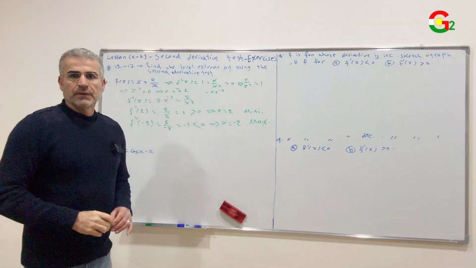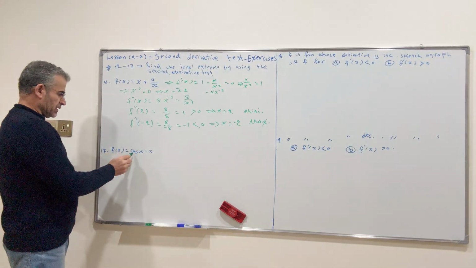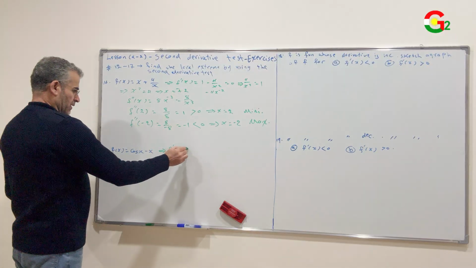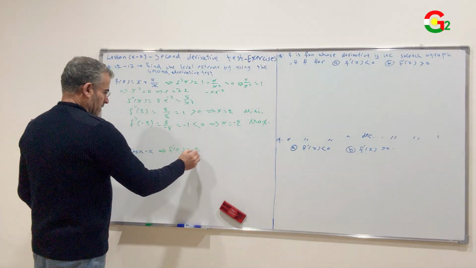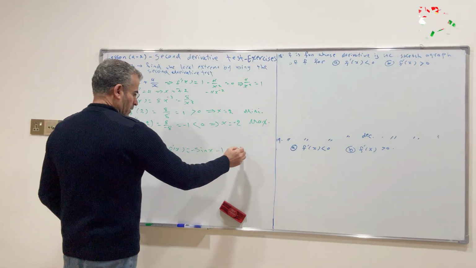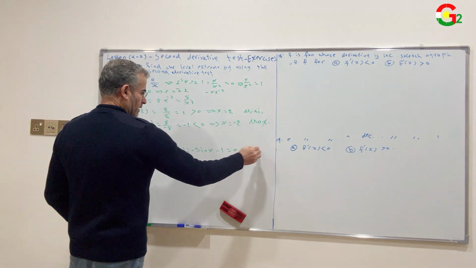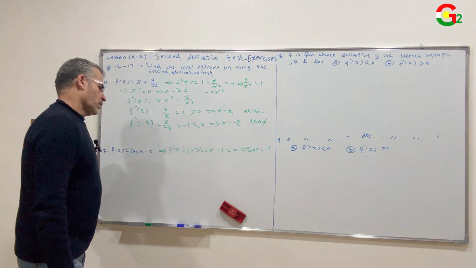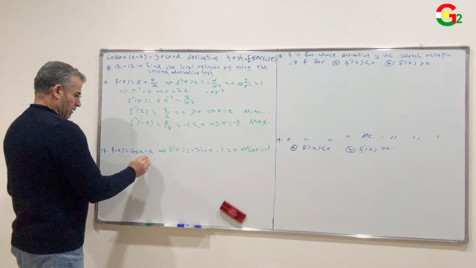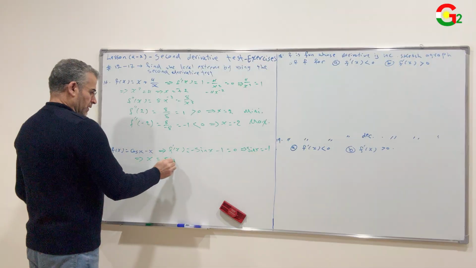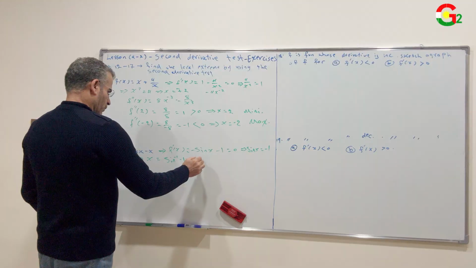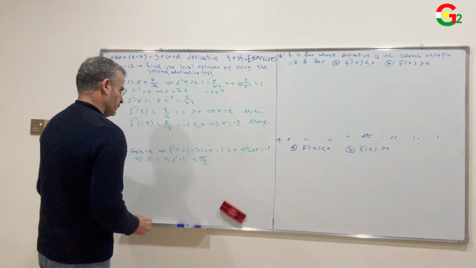Question number 17. f of x equals cosine x minus x. f prime of x equals negative sine x minus 1. Set it equal to 0, then sine x equals negative 1. Then x equals sine inverse of negative 1, or sine inverse of 1, equal to pi over 2.